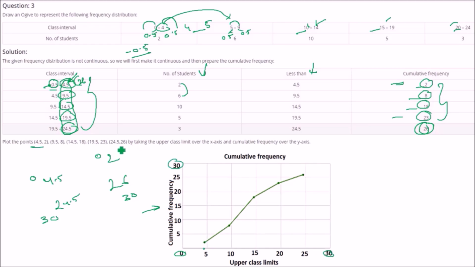So first, I'll make a few points for 4.5 and 2. 4.5 will be somewhere here, and 2 will be somewhere here. So we are making this one. Then let me take the last one, 24.5. 24.5 will be somewhere here, and 26 will be somewhere here. So yes, this is your final point. I hope you'll be able to make the other points. So this will be your OGIVE.